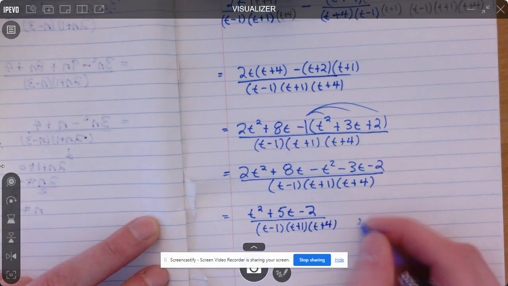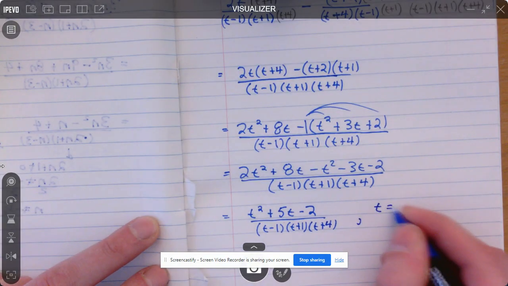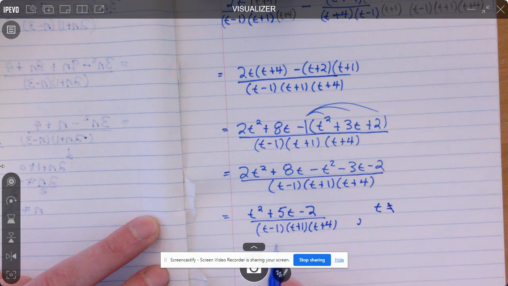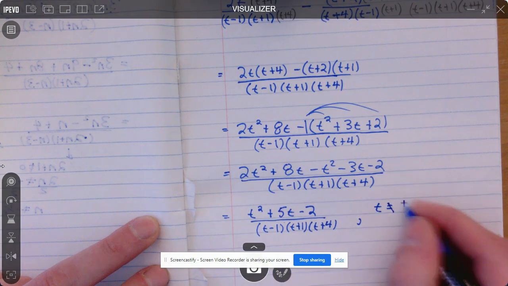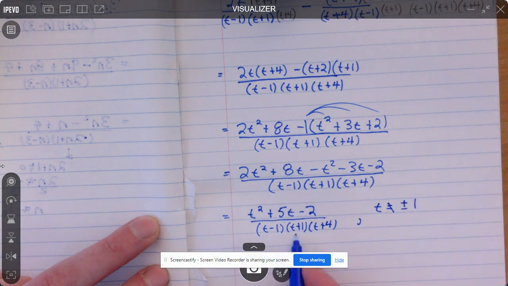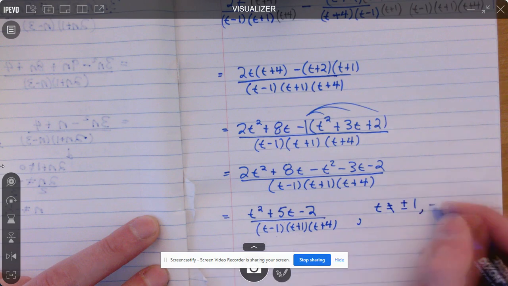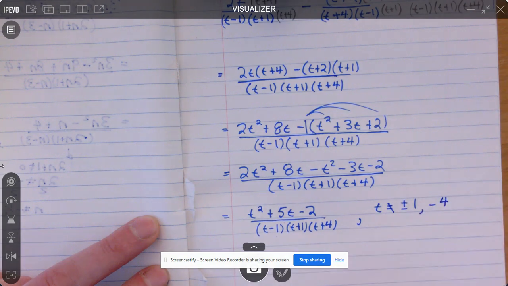And again, I just want to make sure I state restrictions. What can't t equal? Well, it can't equal plus or -1. Those are these two roots on the denominator. And it also can't equal -4. So a little bit of a longer problem. We're going to find our lowest common denominator by taking the product of the unique factors. I'm going to rewrite the expression over that common denominator, and then just expand and simplify and state restrictions.